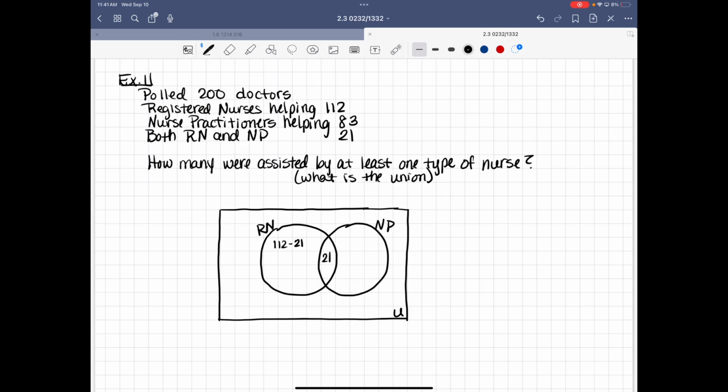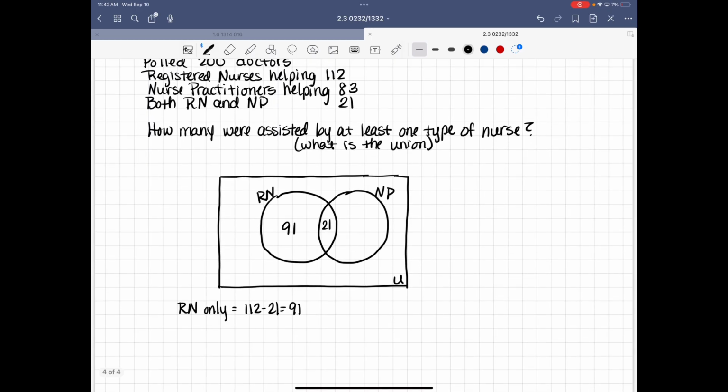How many does that give me? 91? So that big number is 91. Okay? I'm going to erase this out here, and I'll put it down. Okay, that's where we got it from. Just RN only. Just had RNs in there. We're 91.